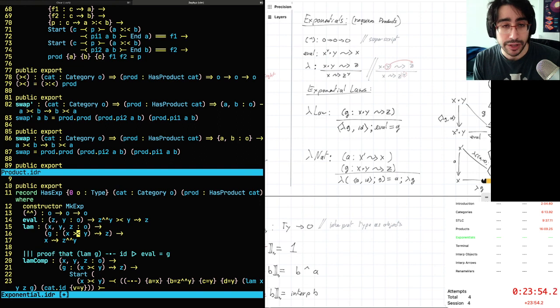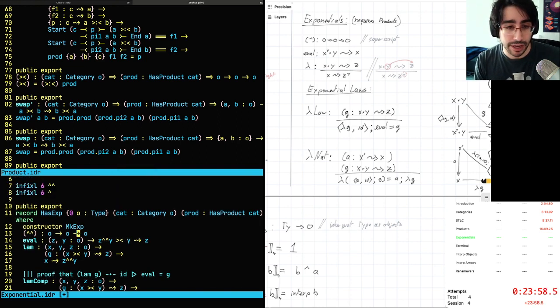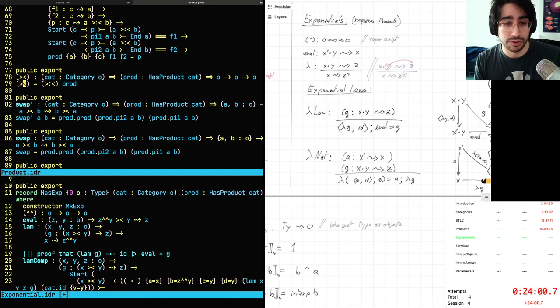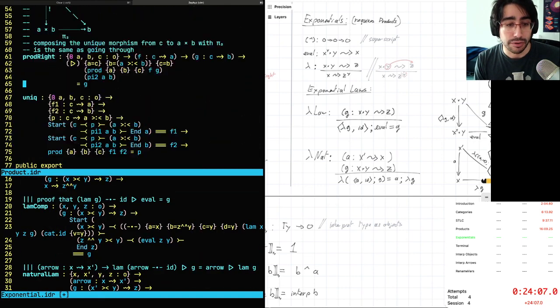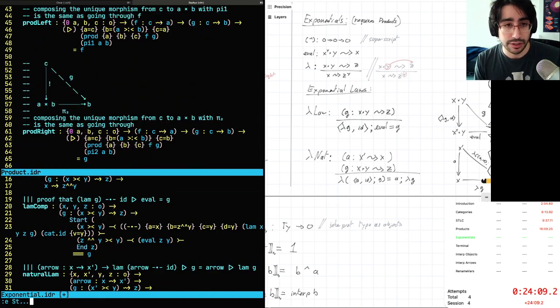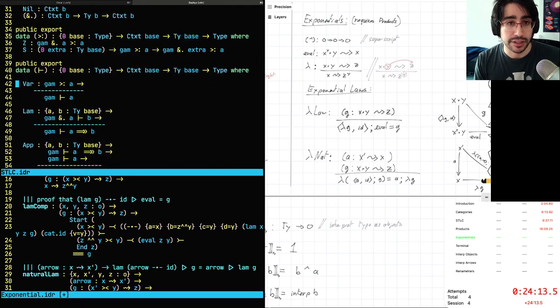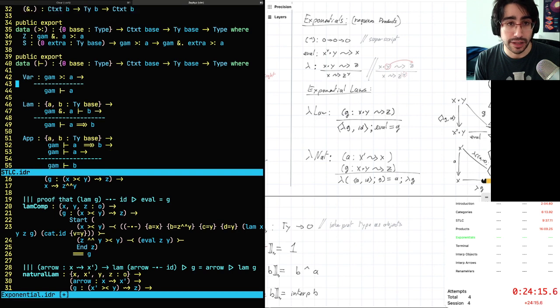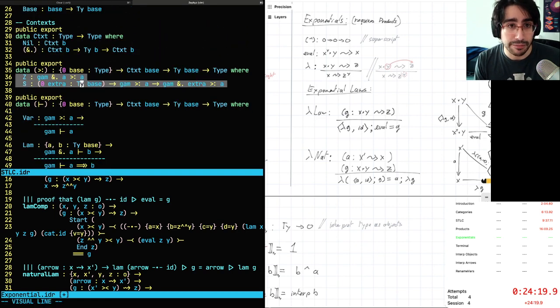So now we have a way to talk about lambda, and we have a way to talk about application. The last thing we need to do is find a way to talk about variables. Let me go through STLC. And the great thing about variables is that they depend on this variable type, and this variable type depends on gamma, right?